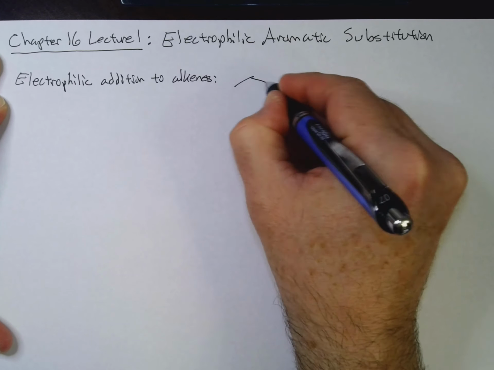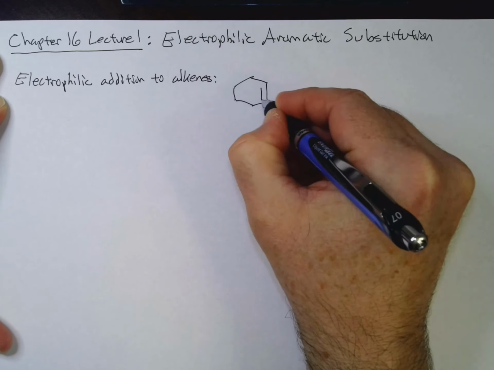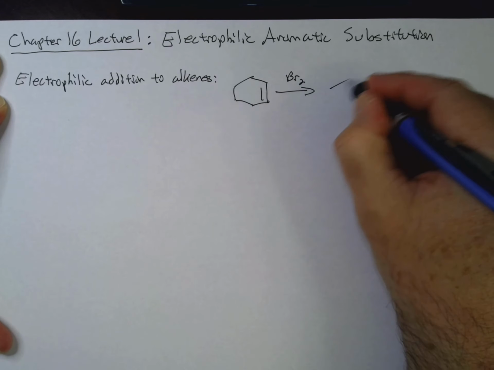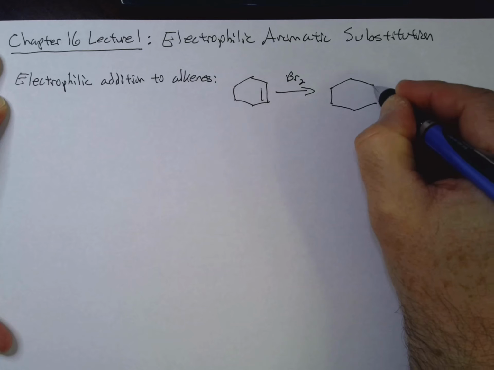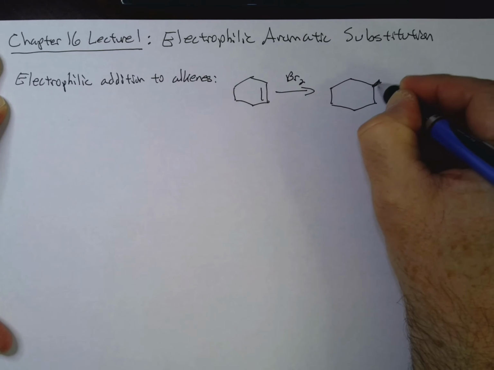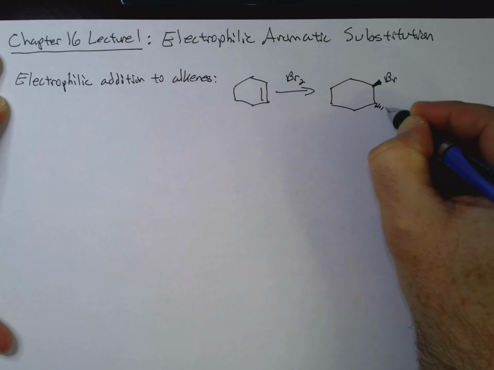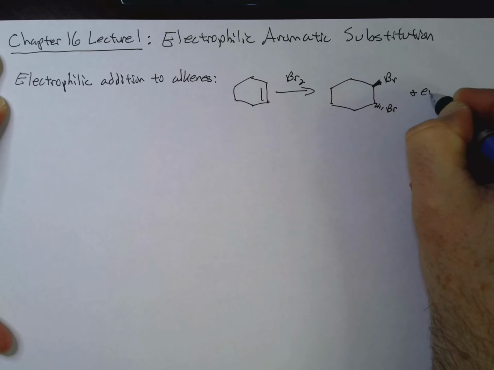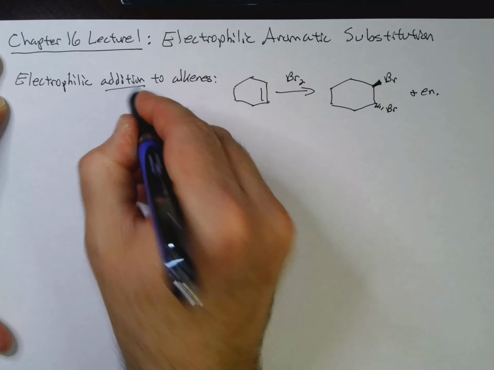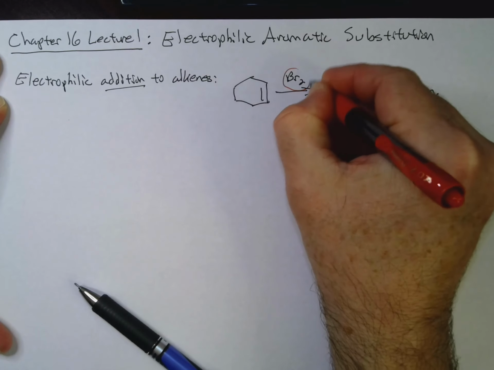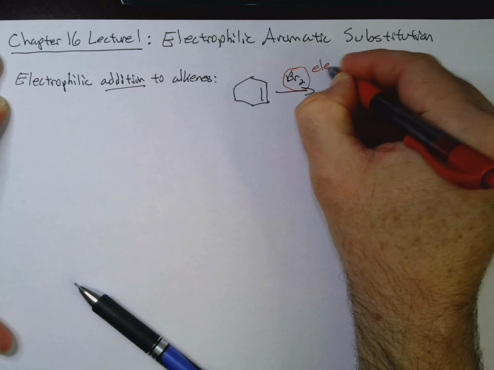All right, now previously we saw electrophilic addition to alkenes, where we might have something like cyclohexene reacted with bromine, and we will add the Br2 across the double bond. Notice that this is an addition reaction. Our bromine, Br2, is our electrophile.